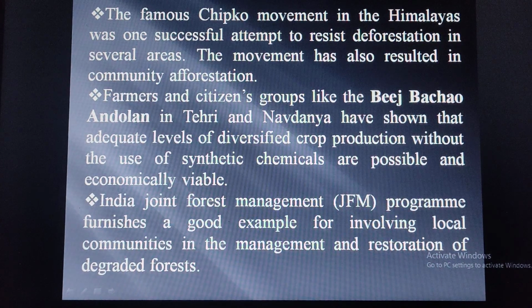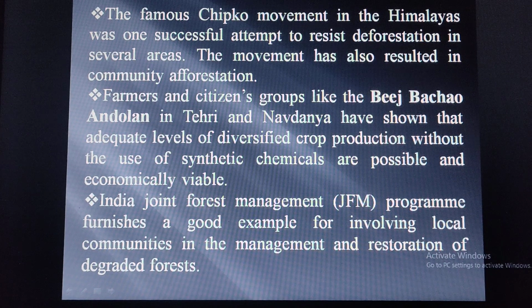The famous Chipko movement in the Himalayas was one successful attempt to resist deforestation in several areas. This movement has also resulted in community afforestation. Farmers and citizens groups like Beej Bachao Andolan in Tehri and Navdanya have shown that adequate levels of diversified crop production without the use of synthetic chemicals are possible and economically viable.